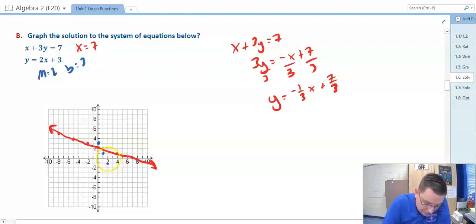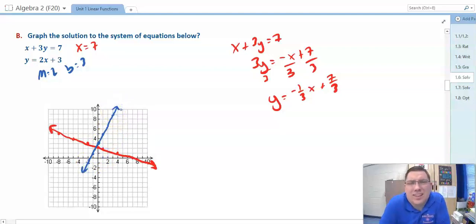So let's back that train right up. We're going to go up 2 and right 1, up 2, right 1, up 2, right 1. Sorry about that. So down and left, down and left. And so we end up with this line here.